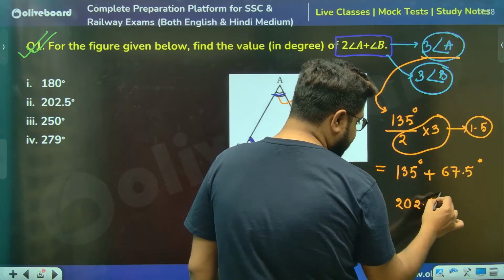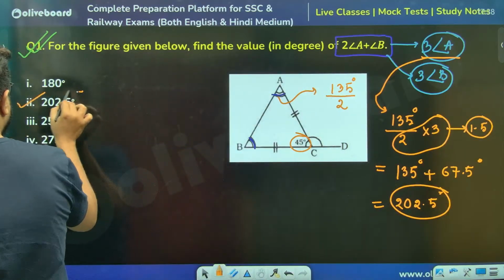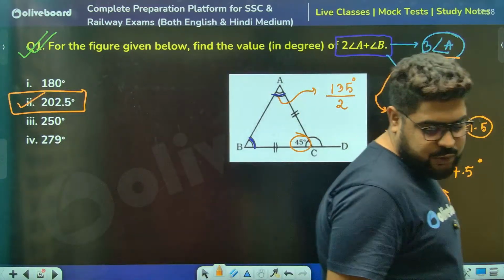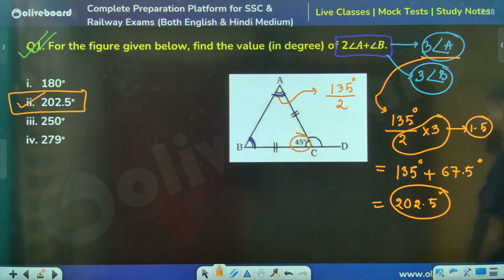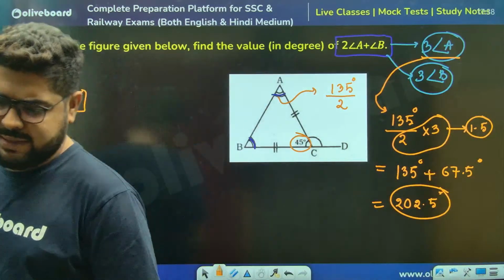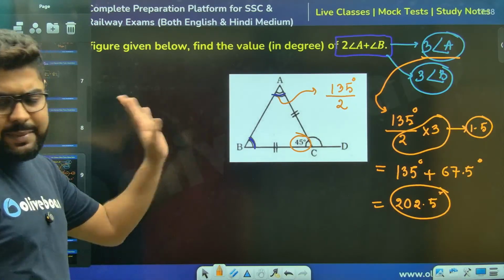You don't even need to calculate always. You do not need to calculate because you have an idea. Use the options to your advantage. Clear, everybody? Very, very simple. Not a difficult question by any stretch of the imagination.